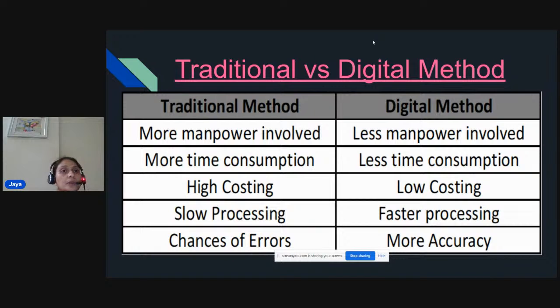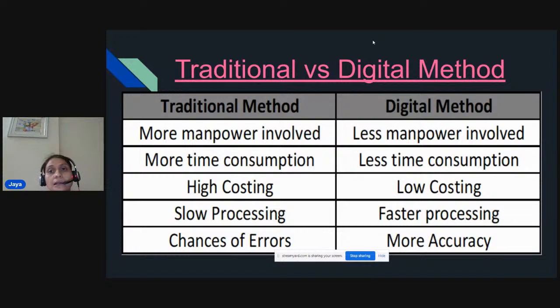When we are talking about the traditional method, there are a few pointers which define it. More manpower is involved, there is more time consumption, the costing is very high, the processing is very slow, and the chances of errors are very high.